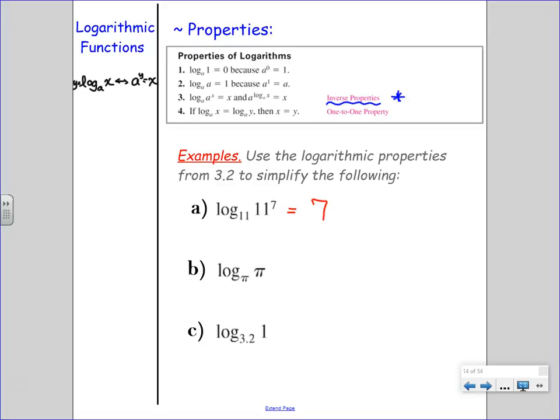But letter B, log base pi of pi to the 1, what's that going to end up equaling? Just 1. So you can think of it as log base pi of pi to the 1. All of this cancels, the 1 is left, or you can memorize number 2. Or think, pi to the what power is pi? Oh, 1. Oh, see, that's just gross. We plug it in our calculator, right? Any log of any base of 1 is always equal to 0. 3.2 to the what power is 1? 0.